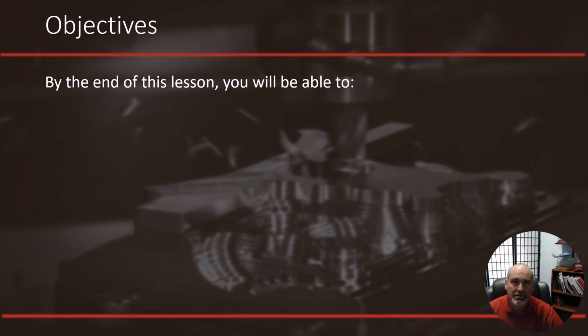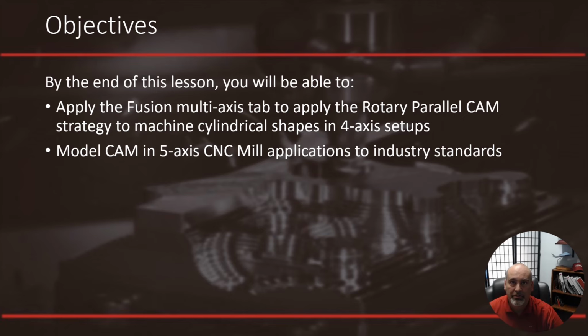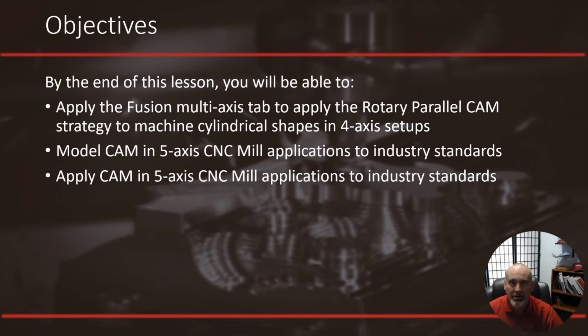The objectives of this lesson are to apply the Fusion Multi-Axis tab to apply rotary parallel CAM strategies to machine cylindrical shapes in 4-axis setups, and to apply CAM in 5-axis CNC mill applications to industry standards.